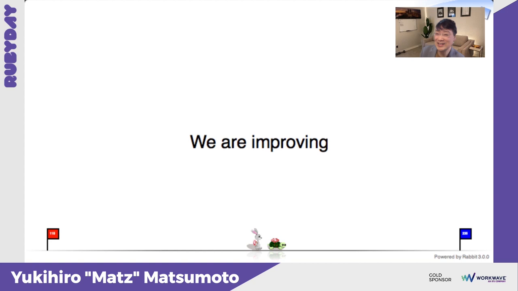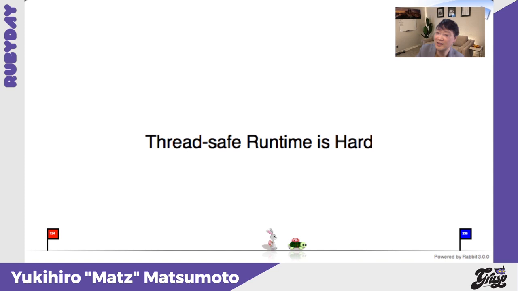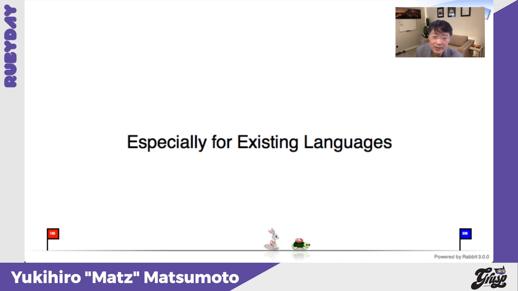In the past, we have tried fine-grained locks, that is, locking when we access some shared data like instance variable tables or the method table. We lock and unlock when we access those data structures, but it slows down Ruby significantly because locking and unlocking has a cost, and fine-grained mutual exclusion slows down the language significantly. So that does not work well. That's the reason we still have the GIL. Implementing a thread safe runtime is hard, especially for an existing language.